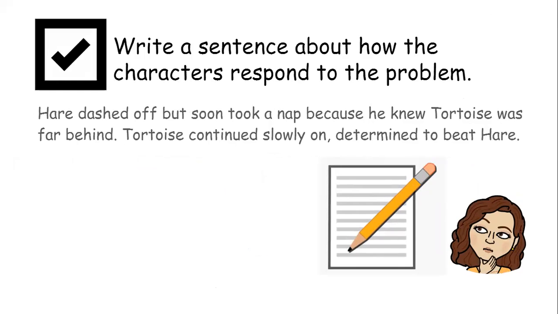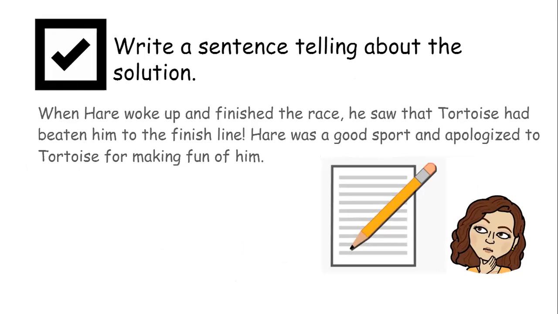Next, I want to tell what the characters do in response to the problem, how they feel, what they say, what they do. In this story, Hare dashed off, but soon took a nap because he knew Tortoise was far behind. Tortoise continued slowly on, determined to beat Hare. And last, we're telling about the solution. When Hare woke up and finished the race, he saw that Tortoise had beaten him to the finish line. Hare was a good sport and apologized to Tortoise for making fun of him.